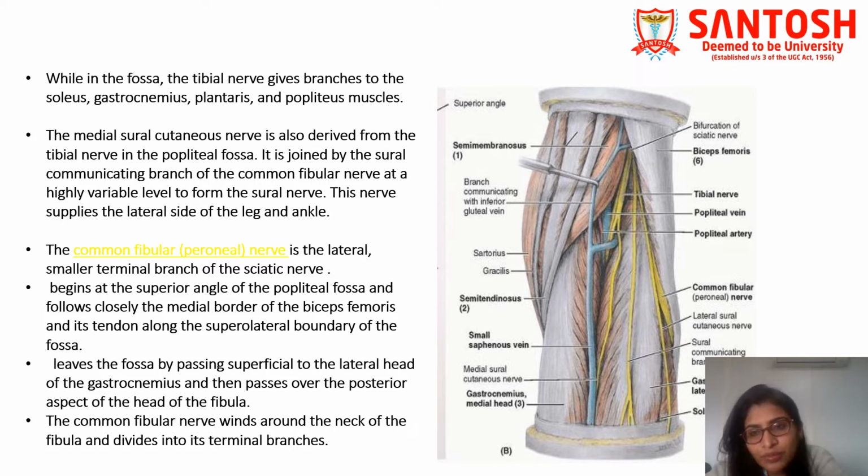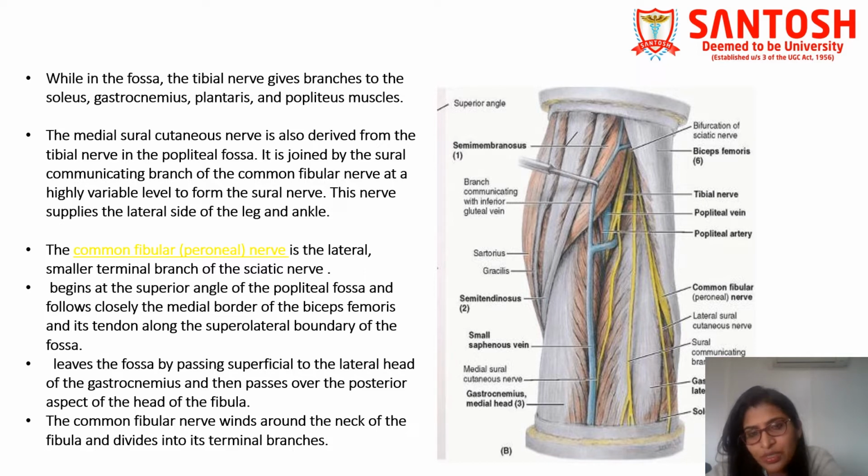Now if we talk about the common fibular nerve, which is the lateral smaller terminal branch of the sciatic nerve, it begins at the superior angle of the popliteal fossa, which you can see very well, and it follows closely the medial border of the biceps femoris and its tendon along the superior lateral boundary of the popliteal fossa.